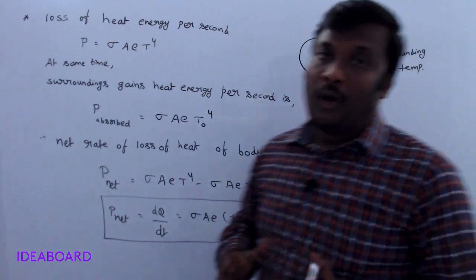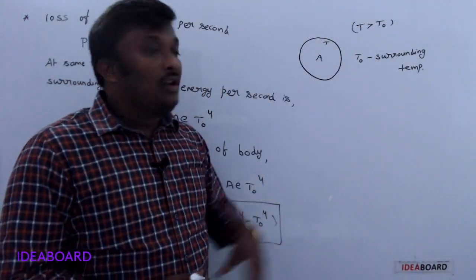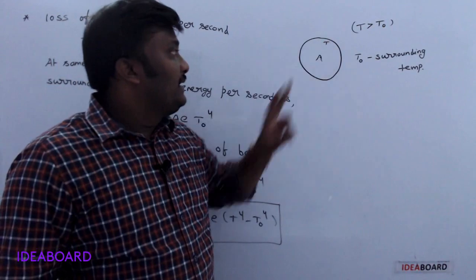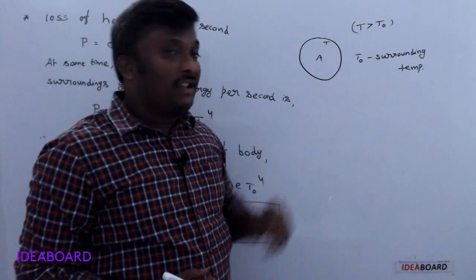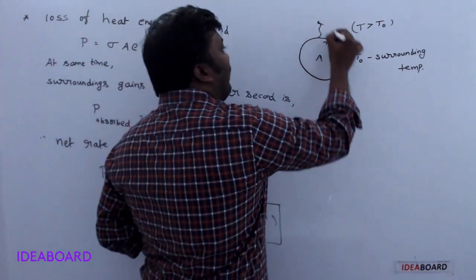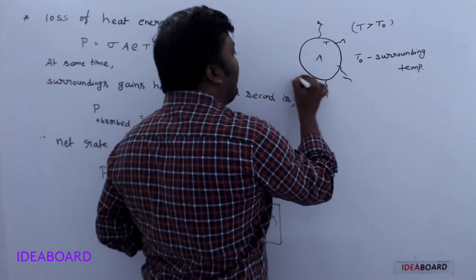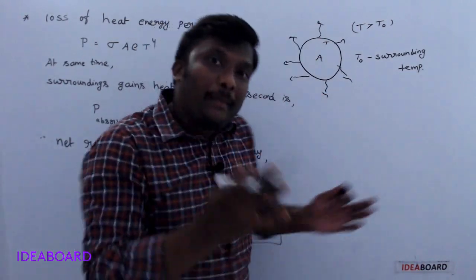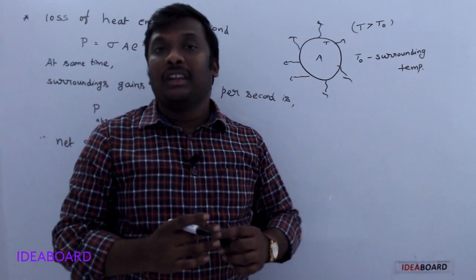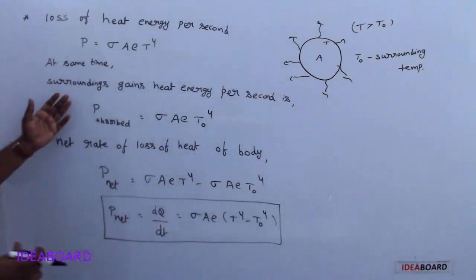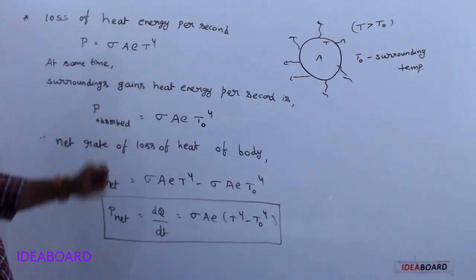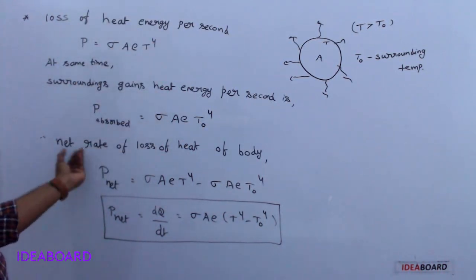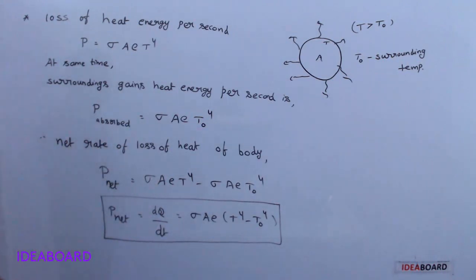Understand? So here what we consider: a body whose surface area is capital A and temperature is capital T, and it is placed within surroundings whose temperature is T naught. Then this body radiates heat energy in all directions, and also absorbs heat energy according to the Prevost heat exchange theory. So how much heat energy is lost per second, and how much is gained from the surroundings? Subtraction of these two gives the rate of loss of heat. Clear? Please note it down.